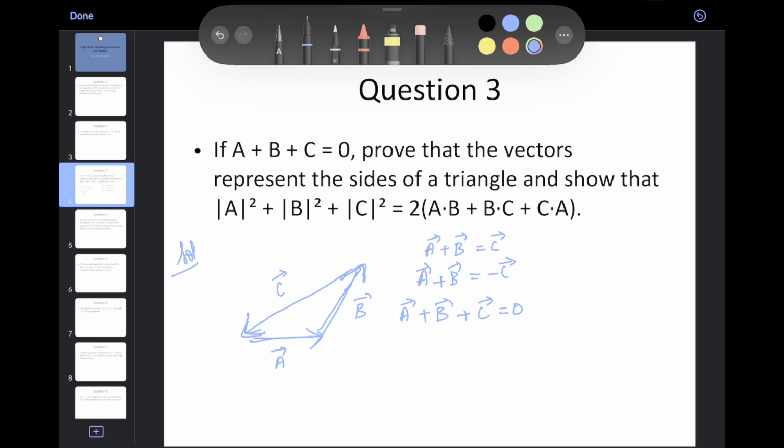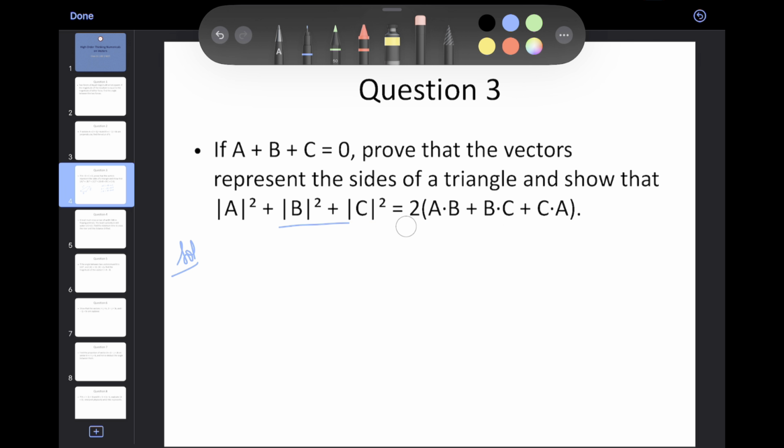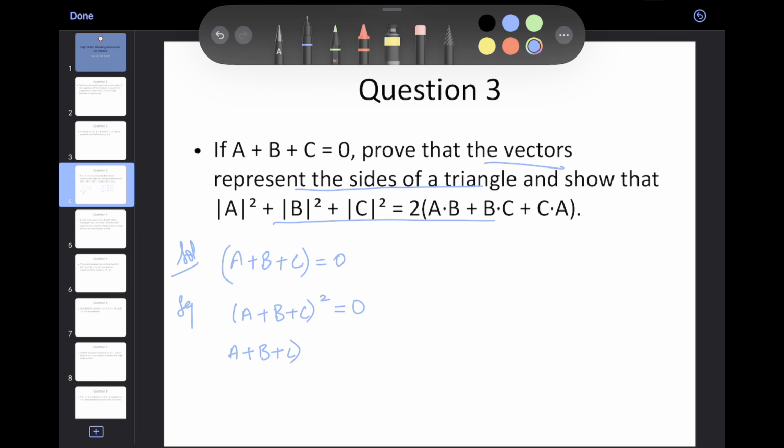Now you have to prove this thing. To prove that, you can take the condition: A vector plus B vector plus C is equal to 0. We have already proved that it represents the sides of a triangle. You have to show the other thing. To show this, you can simply square it. That is A plus B plus C whole square. And if you are squaring something, that means you are taking the dot product of two equal vectors.